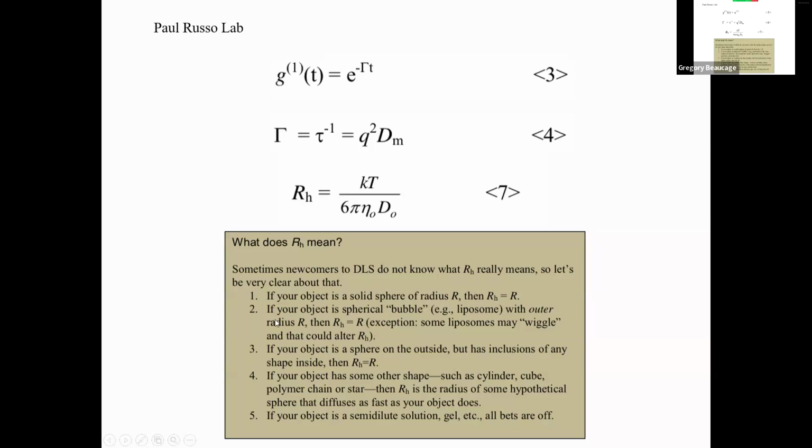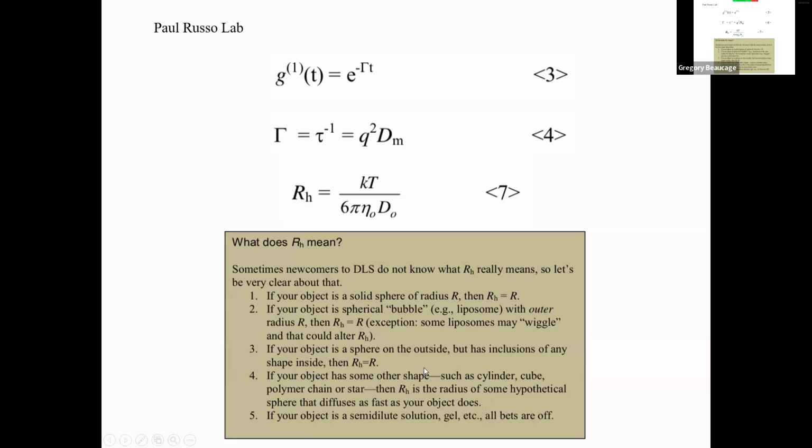And then this is what Russo says. I copied this from his web page on DLS. If your object is a sphere, R_H is R. If your object is a spherical bubble, R_H is R. If your object is a sphere on the outside but has inclusions of any shape inside, R_H is R. If your object has some other shape, then all bets are off.